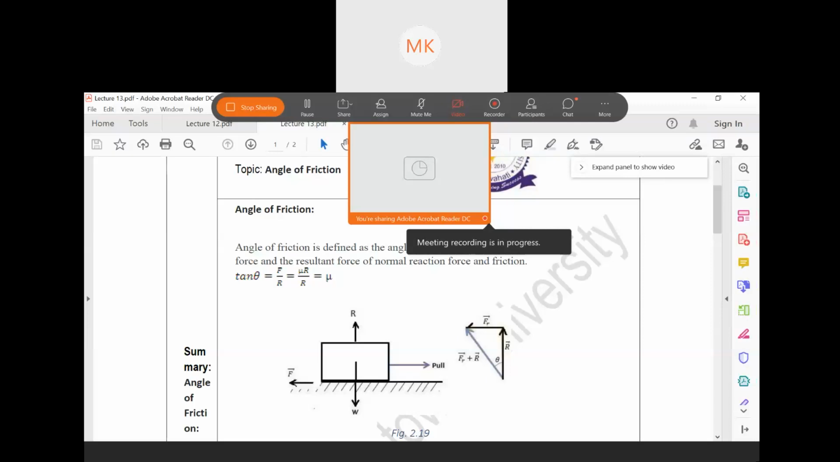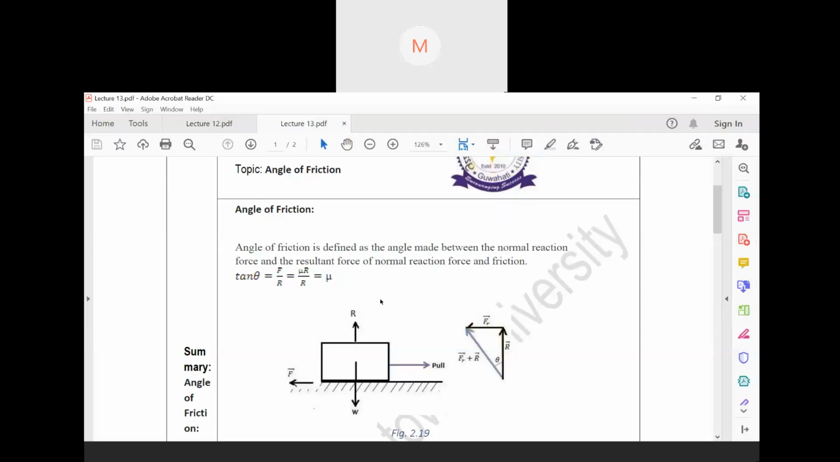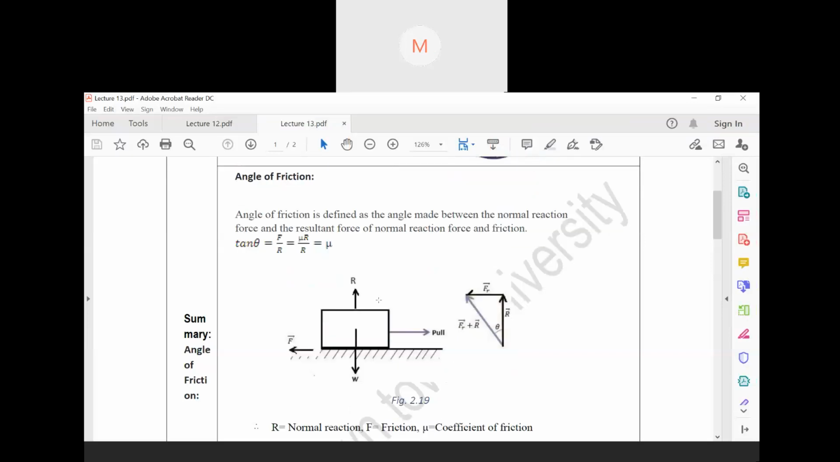Next is angle of friction. So what is angle of friction actually? Angle of friction is defined as the angle made between the normal reaction and the resultant force of the normal reaction force.